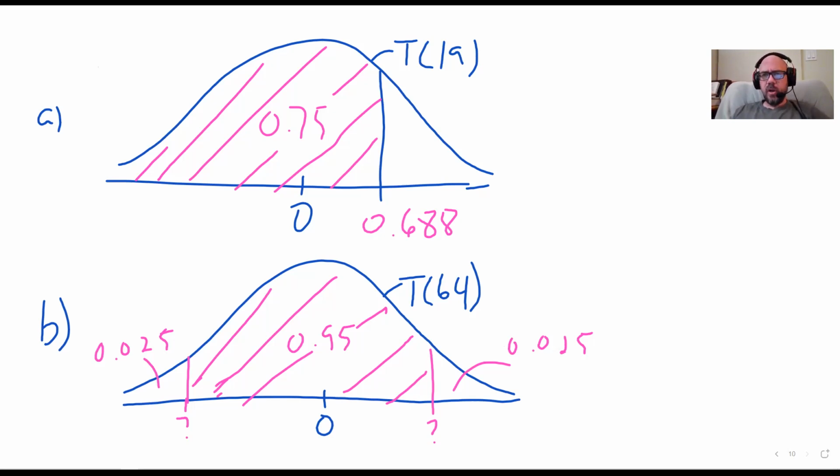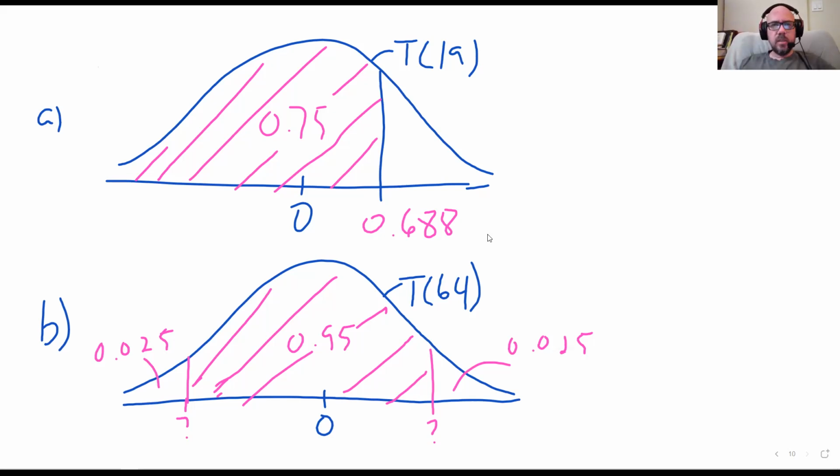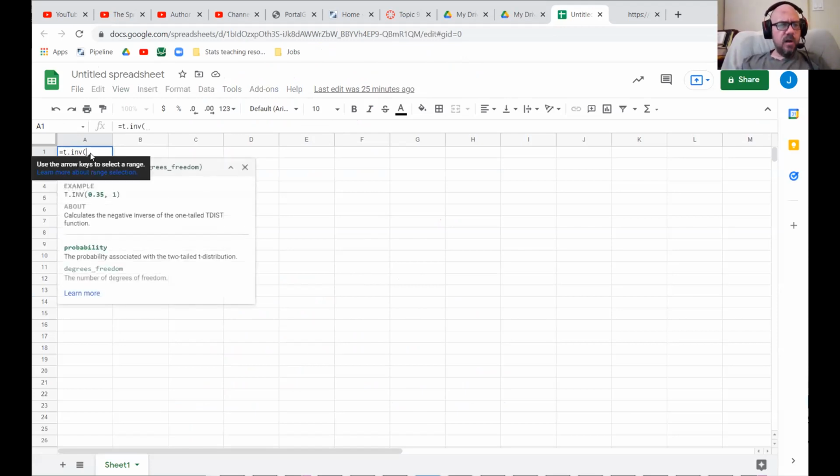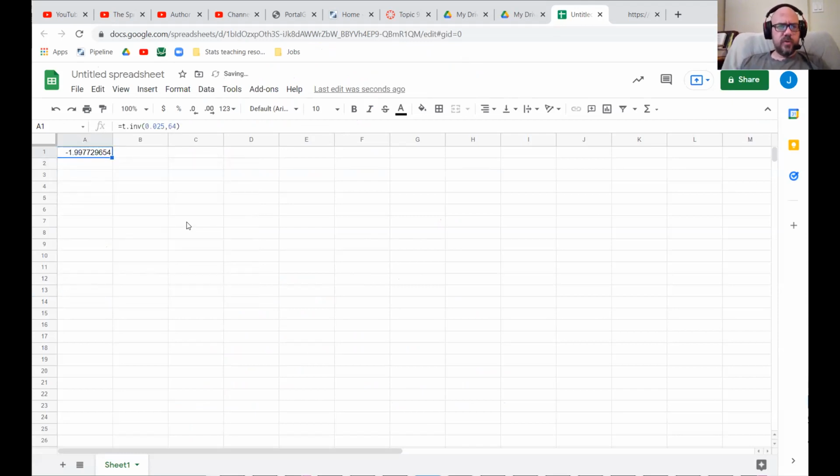So let's go share up our sheets. There we go, that's what I want. So the function is t dot inverse. So equals t dot inv of, notice that it's formatted exactly the same, probability, degrees of freedom. So we said 0.025 is my probability, my degrees of freedom was 64. And there we go. So my critical value here is negative 1.997 or just about 2.